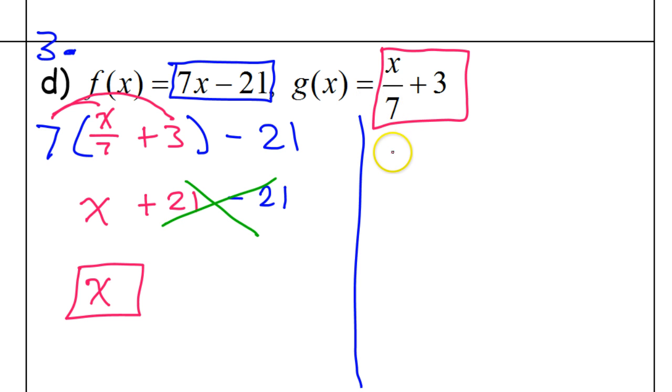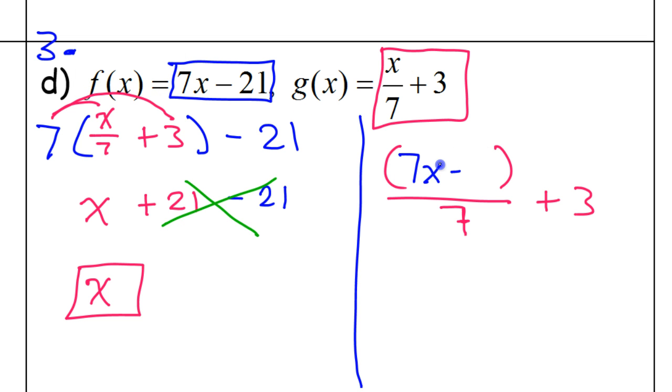Now, how about function g? x over 7 plus 3 becomes parentheses over 7 plus 3. Okay, I don't really need these parentheses, right? Because normally inside of the parentheses, this is where I substitute my 7x minus 21. But see how there's nothing in front of the parentheses, or there's no exponent out here, there's nothing to distribute. So I don't really need the parentheses at that point. So I'm just going to erase them.